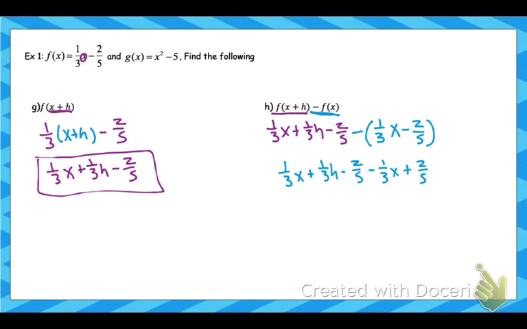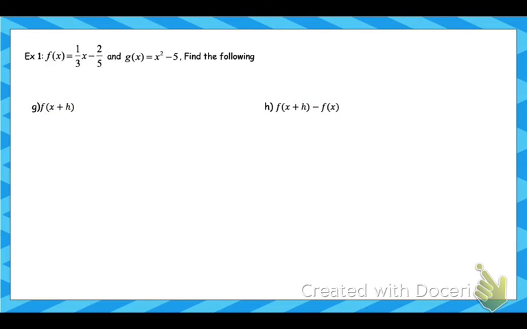Then from here, let's start canceling some things out. 1/3 x and -1/3 x, -2/5 and 2/5, and all I have left is 1/3 h. So again, remember, f of x plus h means replace the x in the f of x function with what's in the parentheses. And then whenever we subtract, make sure you put parentheses around it so that you subtract the entire function.